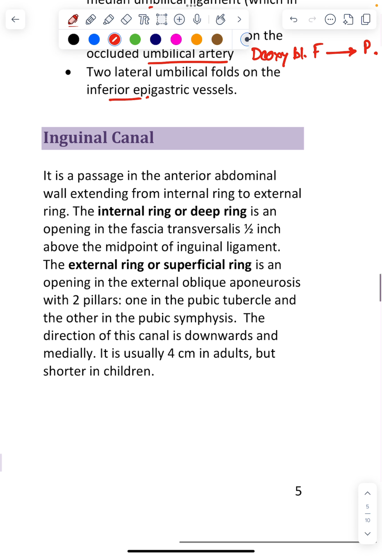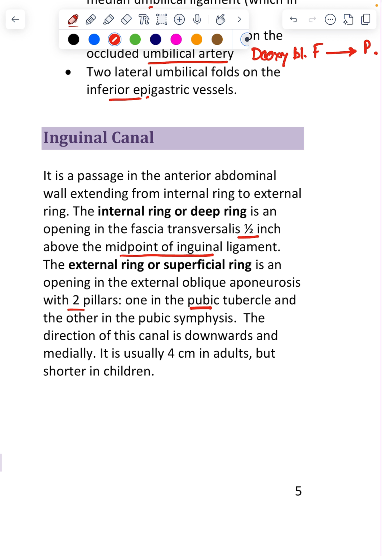The inguinal canal passes through the anterior abdominal wall. The internal ring is the opening in the fascia transversalis, half an inch above the midpoint of the inguinal ligament. The external ring is in the external oblique aponeurosis, with two pillars, one at the pubic tubercle and one at the pubic symphysis. So it is always medial.